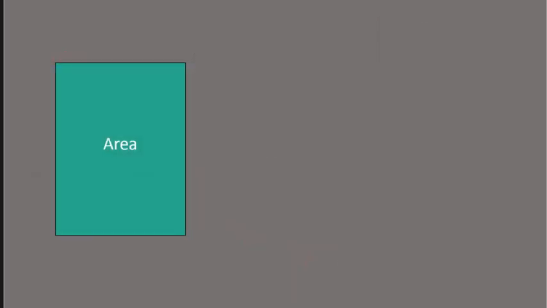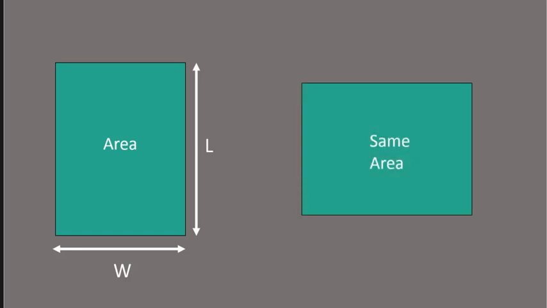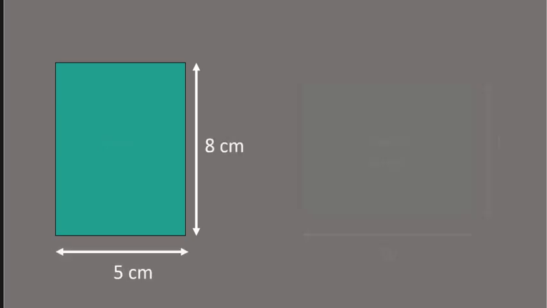As an example, when finding the area of a rectangle, we multiply the width times the length. I want you to keep in mind that this same rectangle will have the same area regardless of the position that it's in. And also, it doesn't matter what side we call the width and what side we call the length. To calculate the area of this rectangle, we're going to multiply 5 centimeters times 8 centimeters.